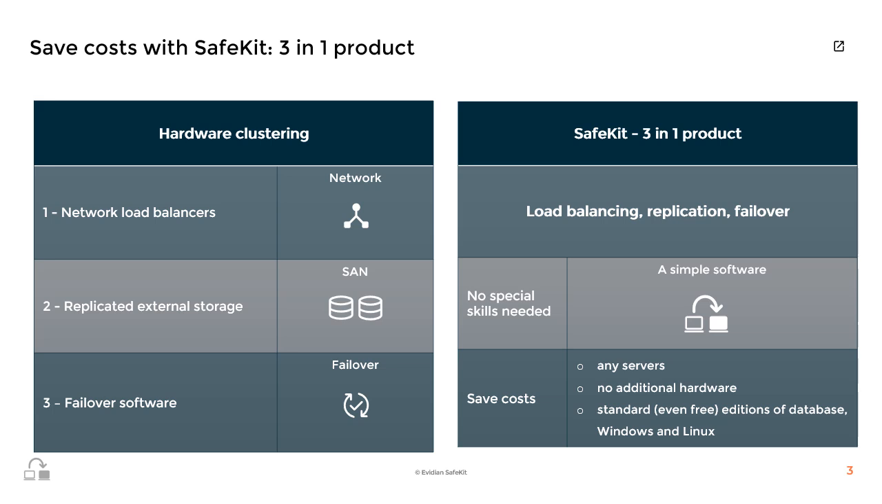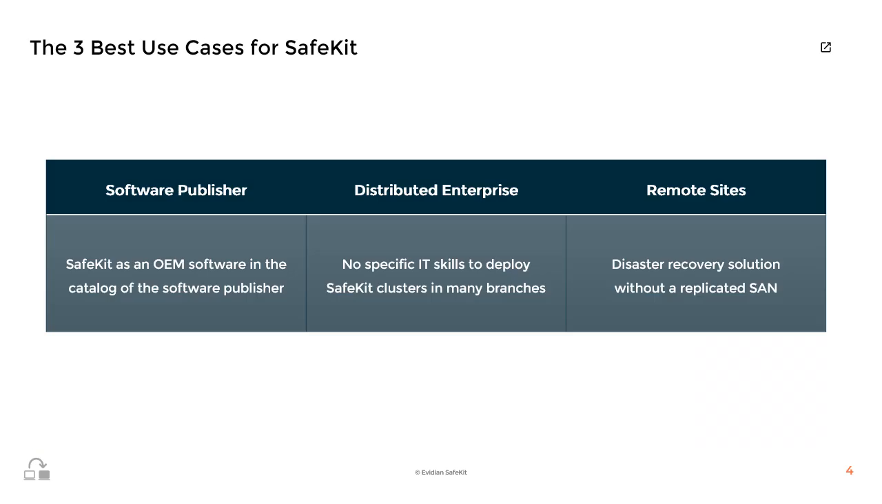In the three best use cases of SafeKit, firstly, we have the OEM software use case. A software publisher uses SafeKit as an OEM software for high availability of its application. This ensures that their applications remain available and reliable, even in the face of failures. Next, we have the distributed enterprise use case. In this scenario, a distributed enterprise deploys SafeKit in many branches without requiring specific IT skills. This allows for seamless high availability across multiple locations, enhancing business continuity.